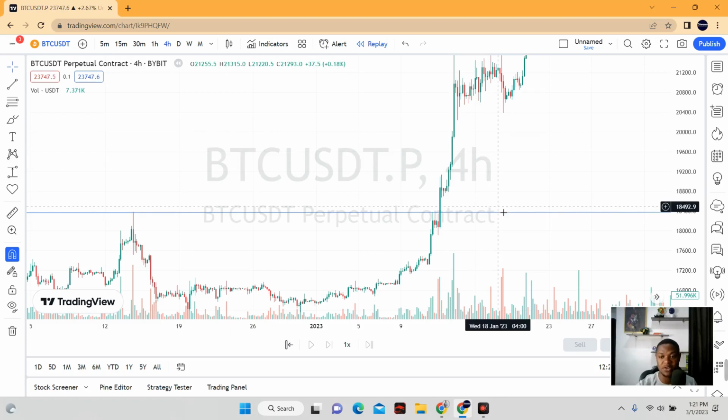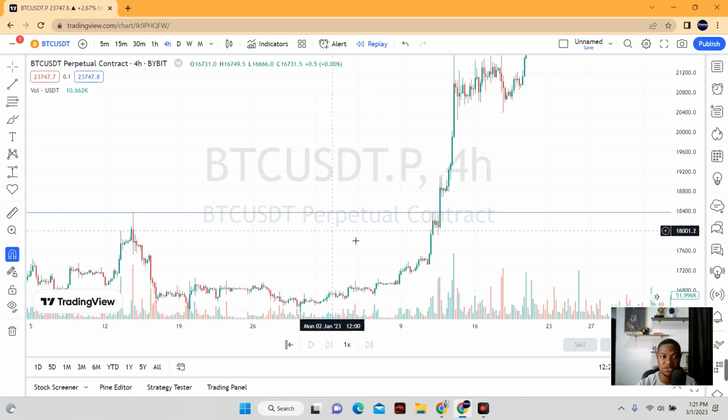So which means that you should always trade in the direction of a particular trend. And for you to note if a trend has actually changed or a direction has actually changed, you need to look out for breakout and retest. Breakout and retest. That is what you should be looking out for.